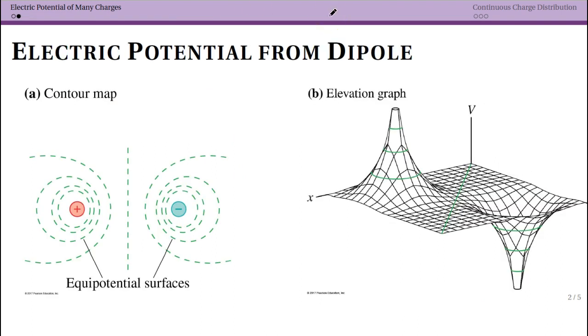So let's think a little bit about the electric potential from a dipole. And again, what we're trying to do here is add up now the electric potential from a negative charge and a positive charge that are of equal magnitude, but now we're trying to visualize it through all space. So we have our contour map and our elevation graph. So you can imagine with our elevation graph, we could actually try to draw a line through it and just do a 1D plot as well.